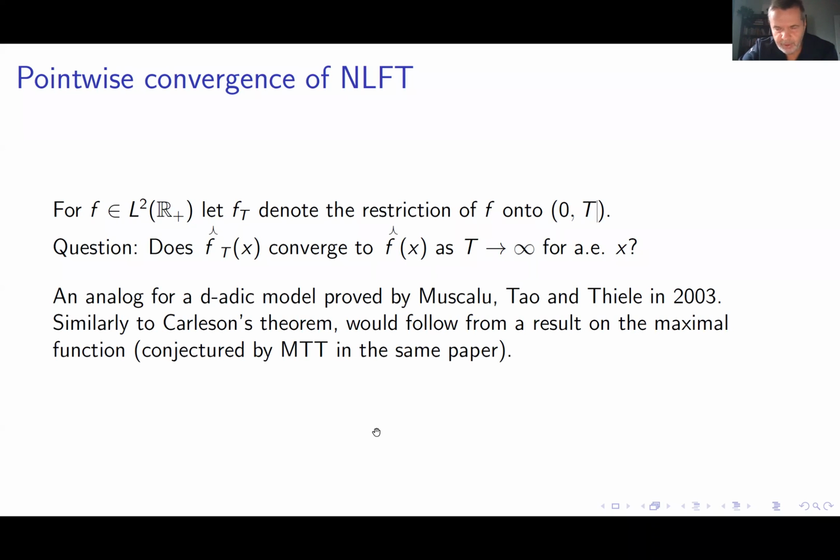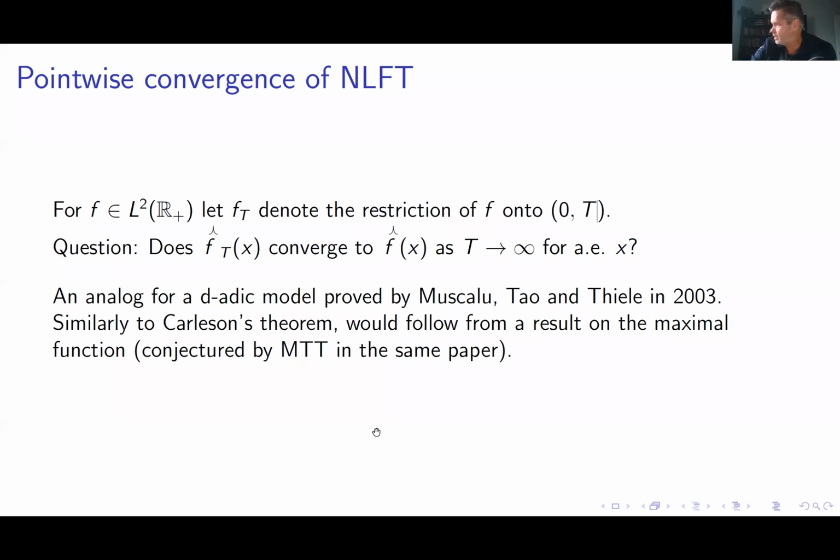So this question has been studied also in the paper by Muscalu, Tao, and Thiele in 2003. This was proved in a discrete model, in the so-called dyadic model. And at least in spirit, this result reminds you of the Fourier result in the history of the classical Fourier transform. But our goal is to prove this full analog of Carleson's theorem.